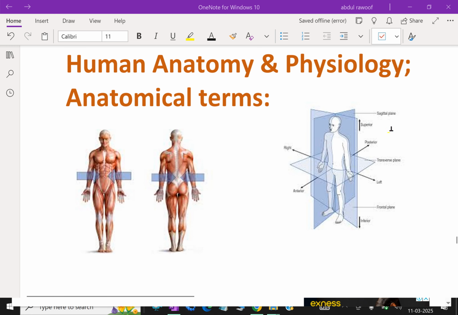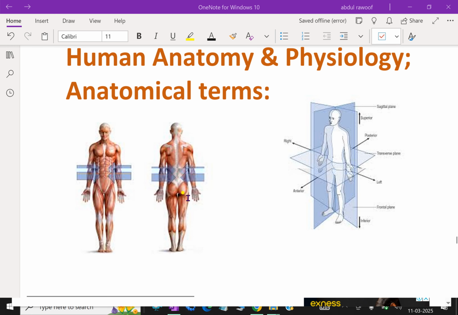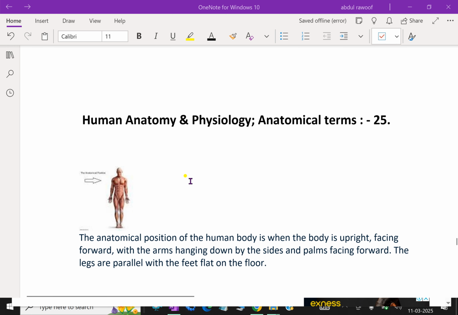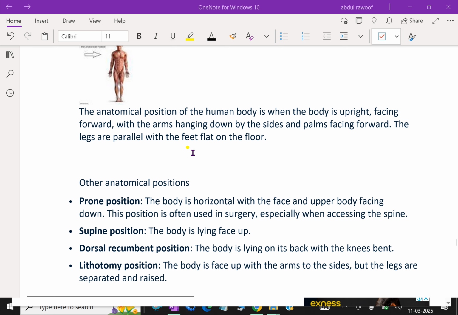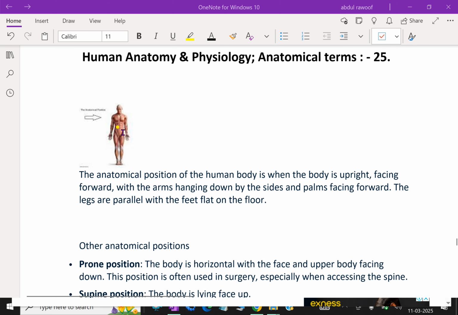Look at this. The anatomical position of the body is when the body is upright facing forward with the arms hanging down by the sides, palms facing forward. The legs are parallel with the feet flat on the floor. This position.